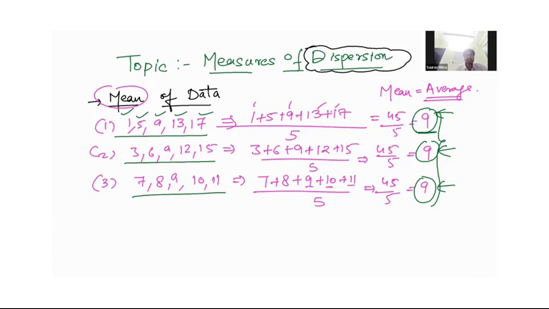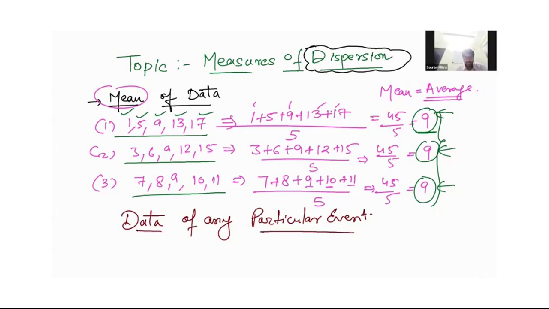See, why is statistics important? Statistics is all about the collection of data. If we have data of any particular event, by that data, by that value, we can predict the whole event. We can analyze the whole event.